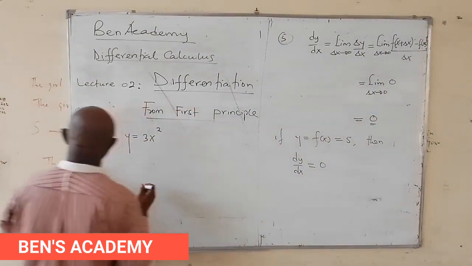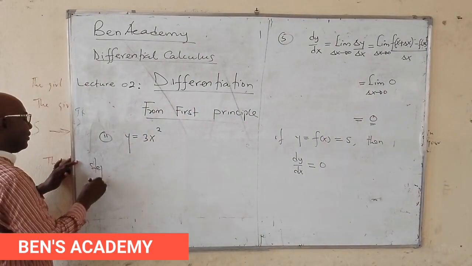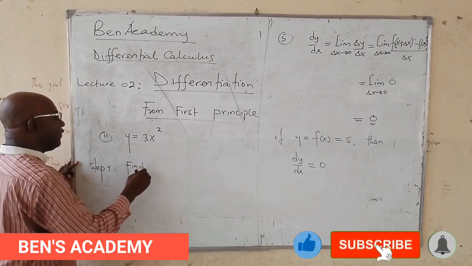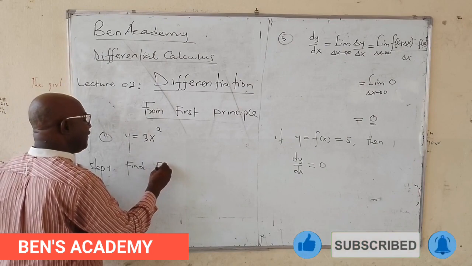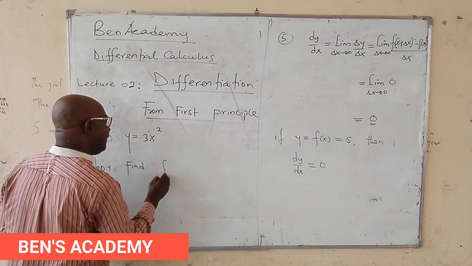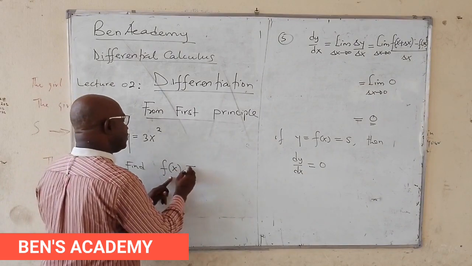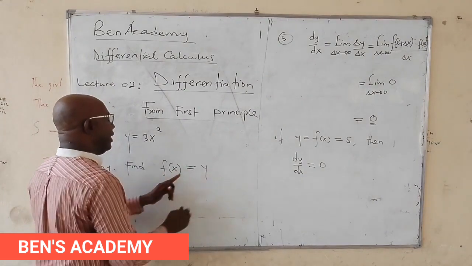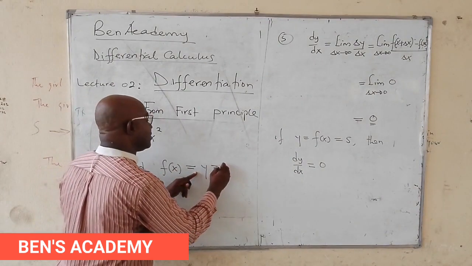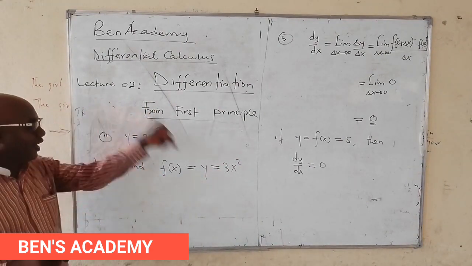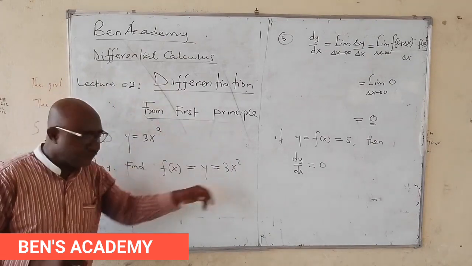Again, if you follow me up, we have step 1. In step 1, we find f of x, and of course our f of x is equal to y, and y is the function given to us, 3x squared. So the first step, you find the function, and the function will be given to you.